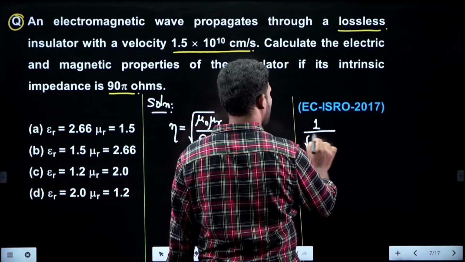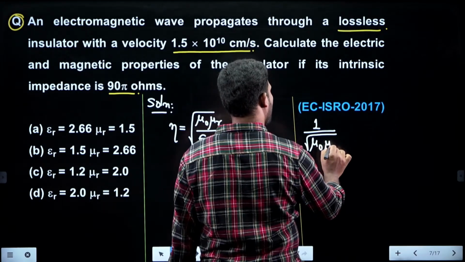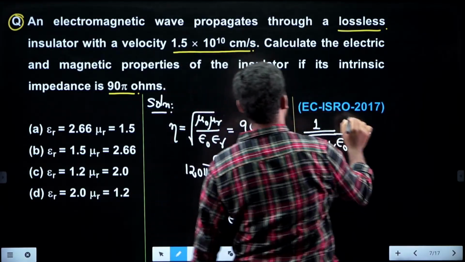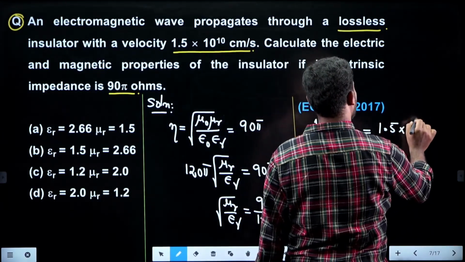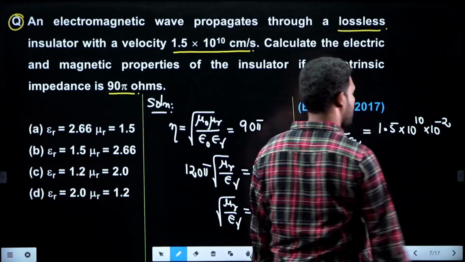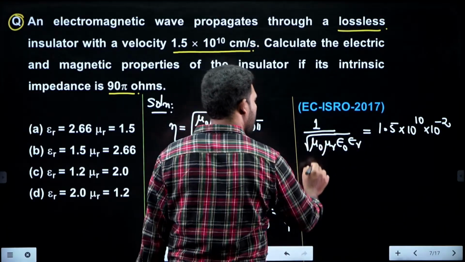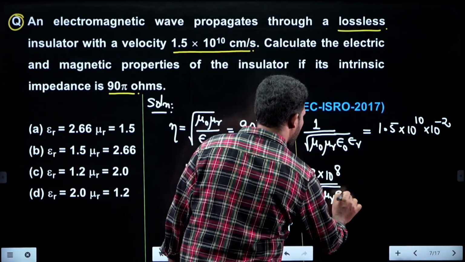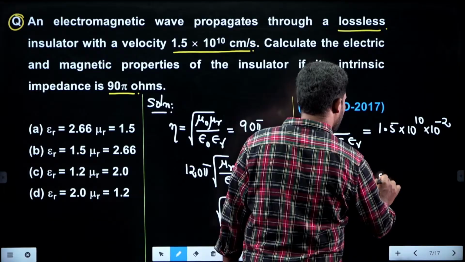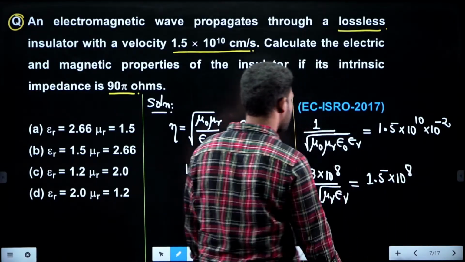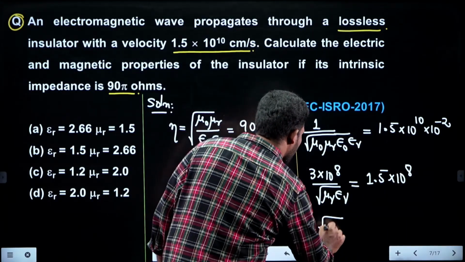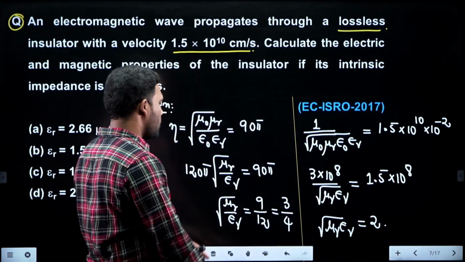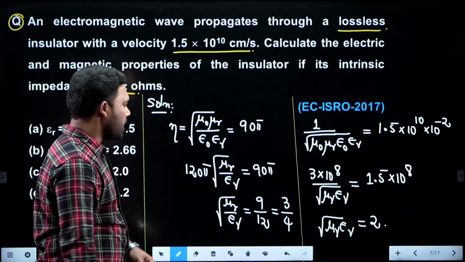Similarly, you can even equate it to the velocity formula: 1 divided by square root of mu naught mu r epsilon naught epsilon r, which is equal to, convert this into meters, 1.5 into 10 to the power of 10 into 10 to the power of minus 2 meter per second. Okay, guys. So, this can be written as 3 into 10 to the power of 8 divided by square root of mu r epsilon r, which is equal to 1.5 into 10 to the power of 8. You can bring this one there. So, square root of mu r epsilon r is equal to 2. Am I correct? So, you have got 2 equations, 2 unknowns. You can find out the mu r and epsilon r.